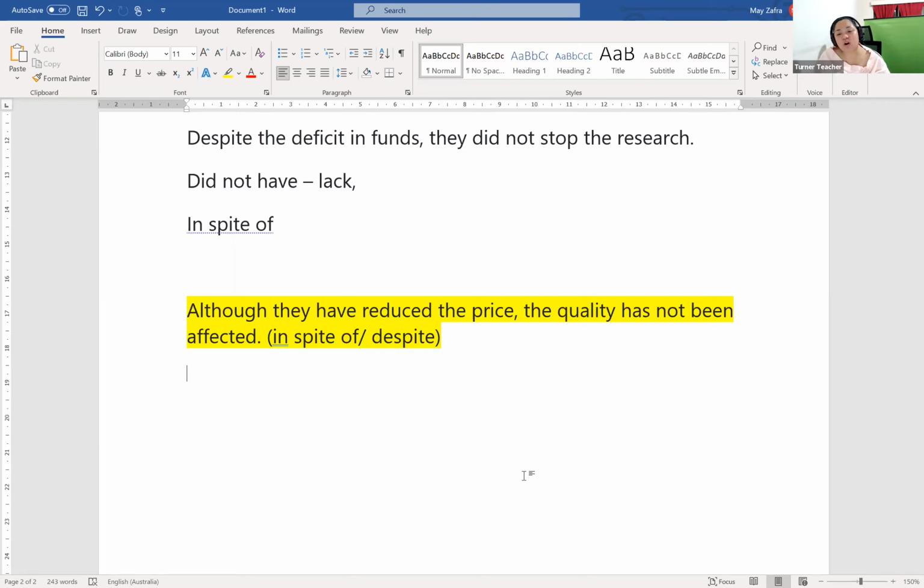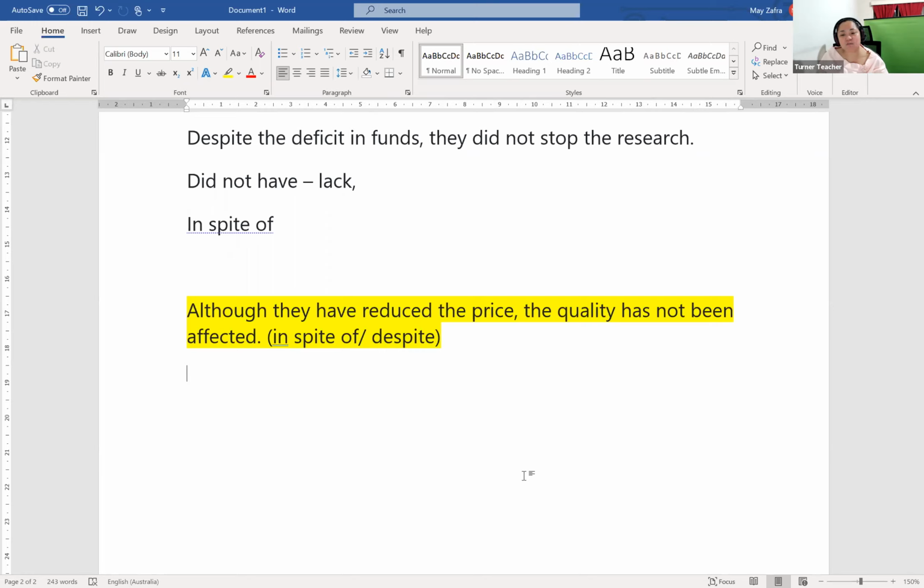Despite the less in price. In spite the less in price. We don't say that, Chandra. We don't say the less in price. In spite the low cost. Yes, that's correct.